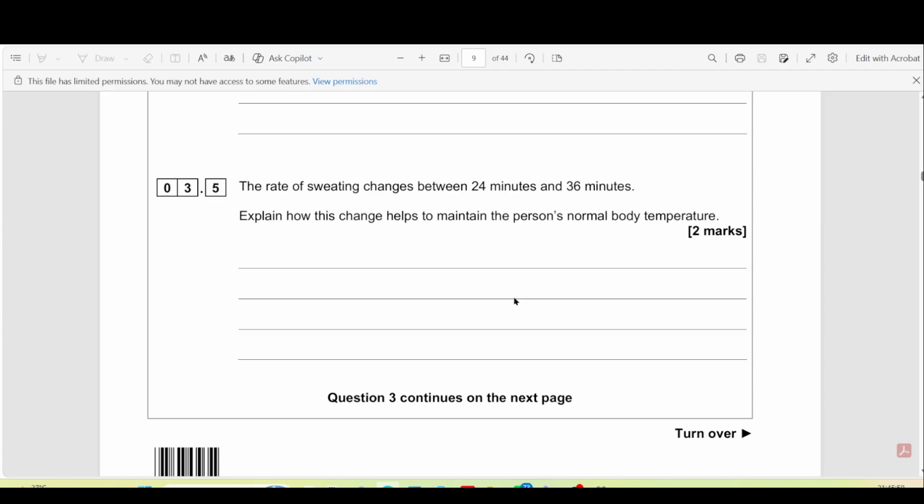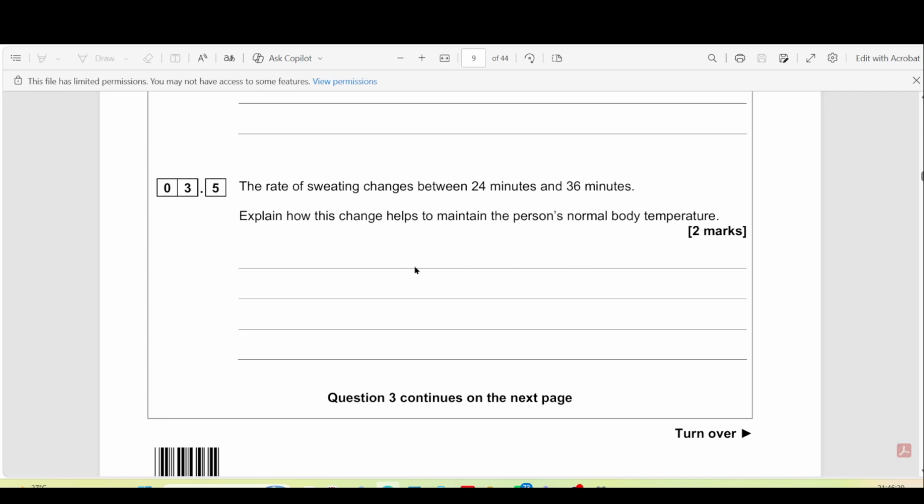Okay. Can you say that again? Yeah, sure. A decrease in sweating means there is less water on the surface of the skin to evaporate. Because evaporation requires heat energy from the body, less evaporation results in less heat loss to the surroundings, which helps to keep our body temperature from falling further.